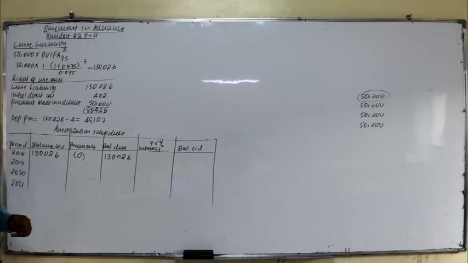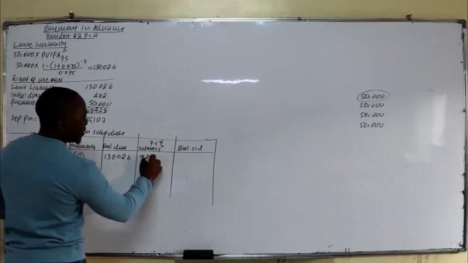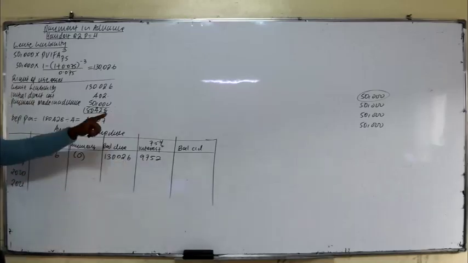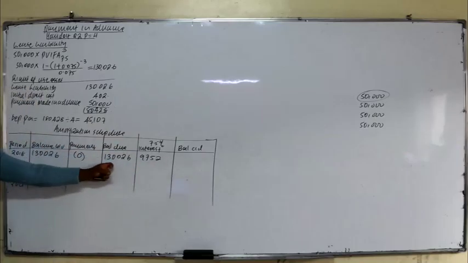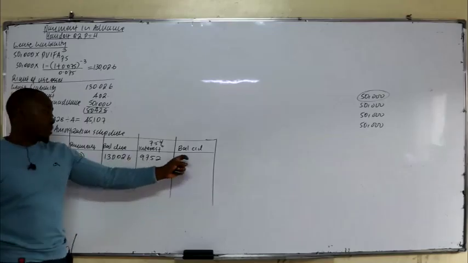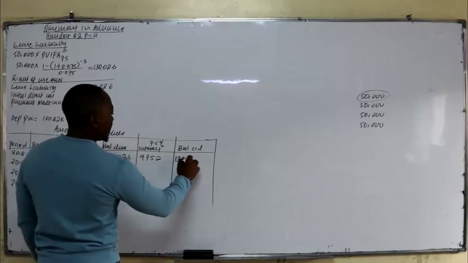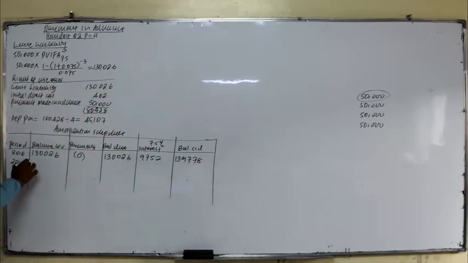Then interest of 7.5%. So this was the balance due after paying the payment. Then it accrued an interest of 97.52. How much will be the balance carried down? So you take 130,026 and add the interest accrued for the period. So how much will the net liability be? 139,778. The balance carried down becomes the opening balance. So we have 139,778.